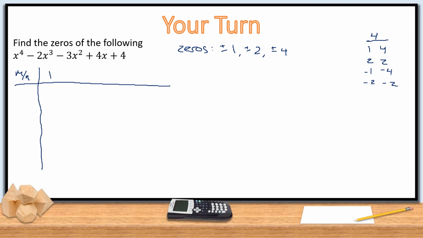Put in our polynomial 1, minus 2, minus 3, 4, and 4. Possible zeros, minus 1, positive 1, minus 2, positive 2, minus 4, positive 4. All right, so the 1 comes straight down.